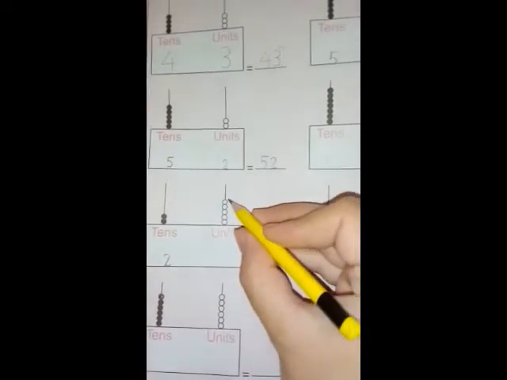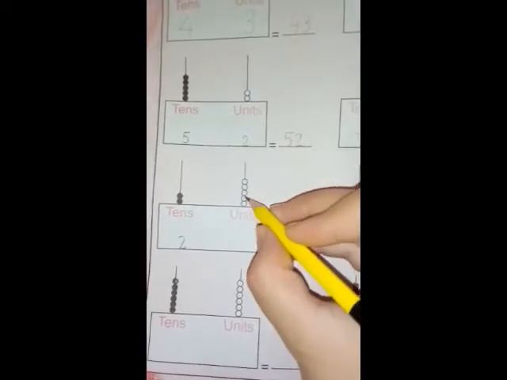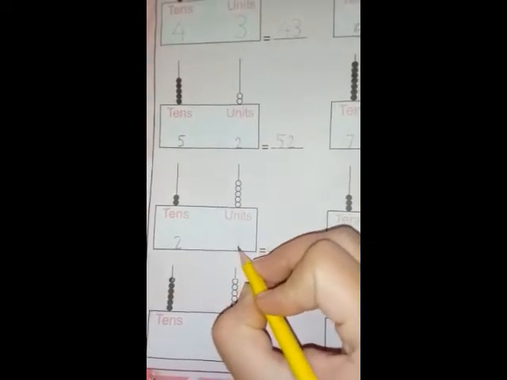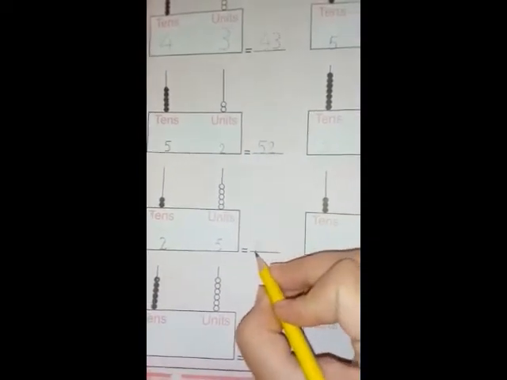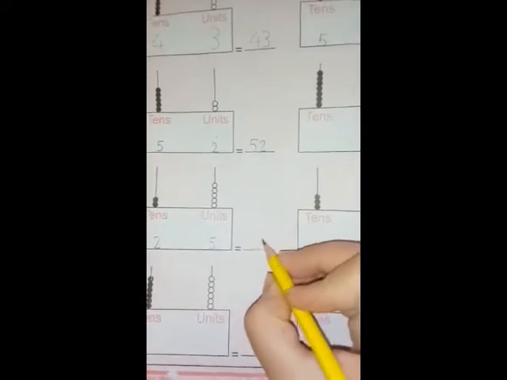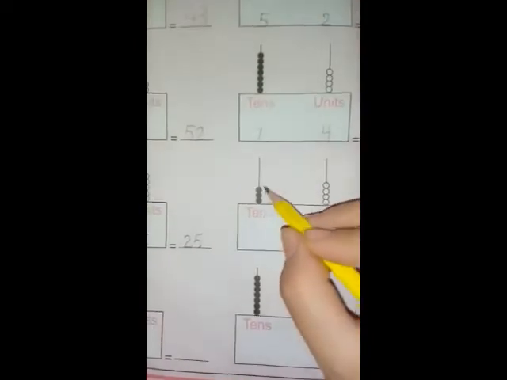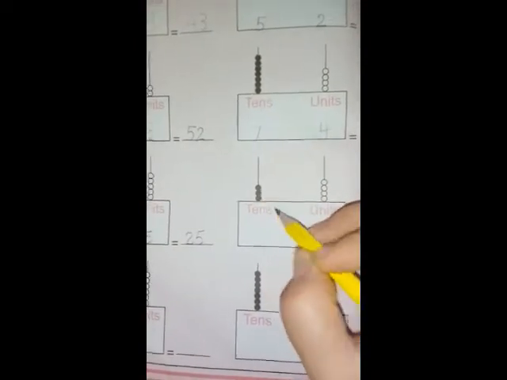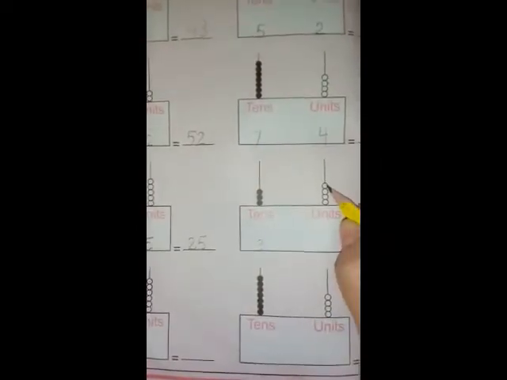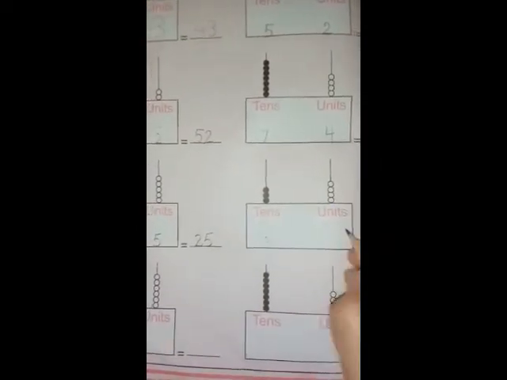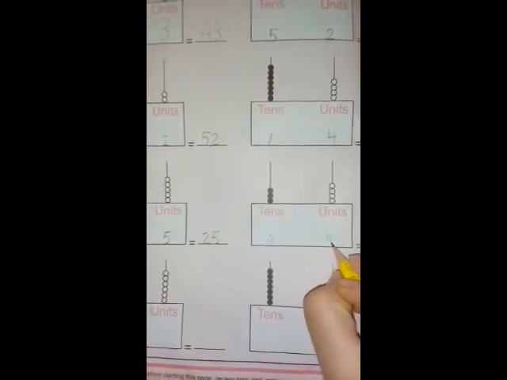And count the units. 1, 2, 3, 4, 5. 5 units. 2, 5, 25. Yes, like this. Count the tens. 1, 2, 3. 3 tens. How many units? 1, 2, 3, 4. 4 units. 3, 4, 34.